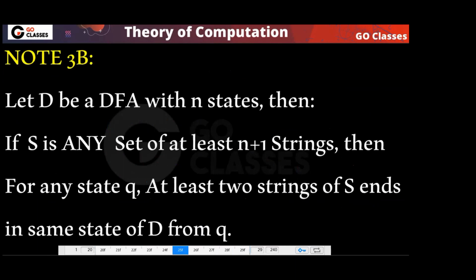Now, what about this statement? From every state, will it happen? Can I say that for every state Q, from Q, at least 2 strings will go to the same state?